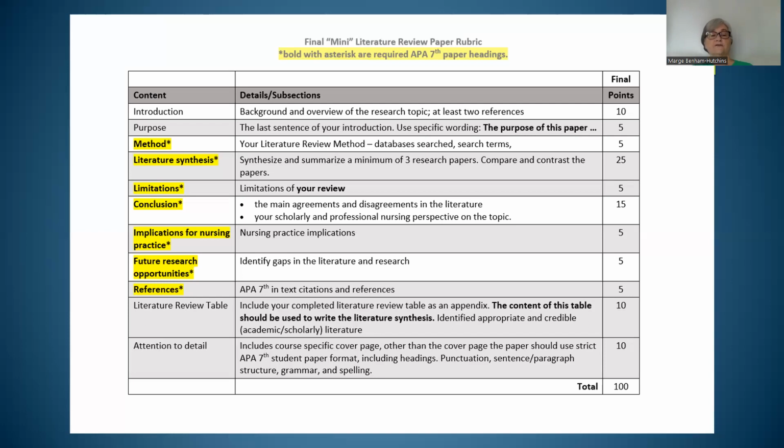Future research opportunities, again, look at the 3 articles that you reviewed and the gaps in the literature based on them, and then what research do you see opportunities coming from that.